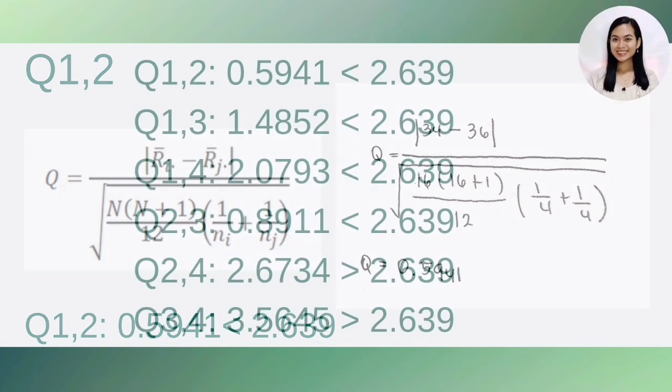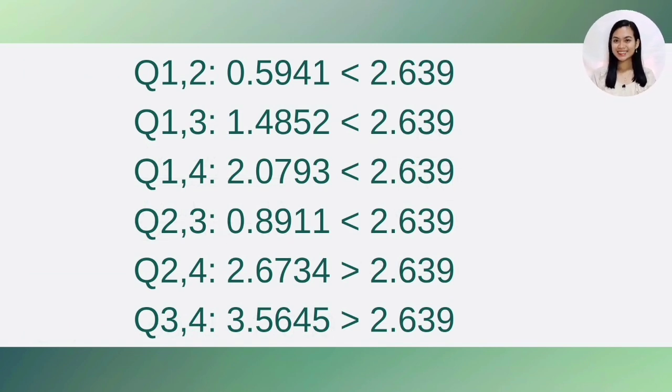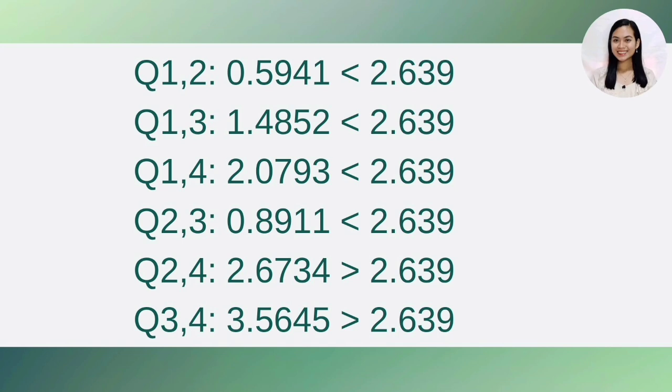So we will just do these steps for the rest of the groups, and here are the Q values. We can notice that only Q for groups 2 and 4 and Q for groups 3 and 4 are greater than the critical value. Therefore, we must reject the null hypothesis, and this means that the mean ranks are different. Therefore, out of these groups, Group 3 and 4 were significantly different.